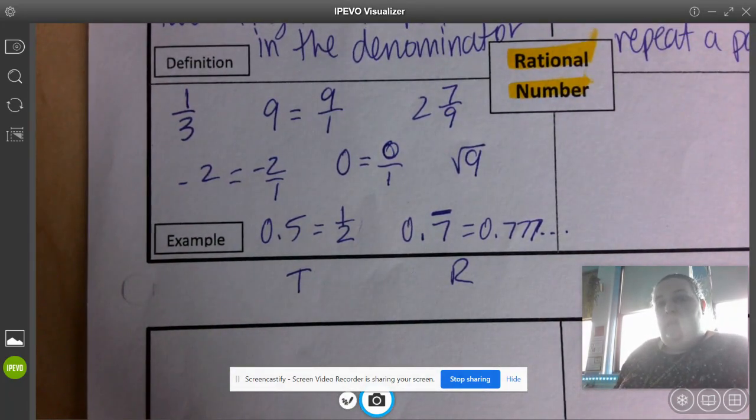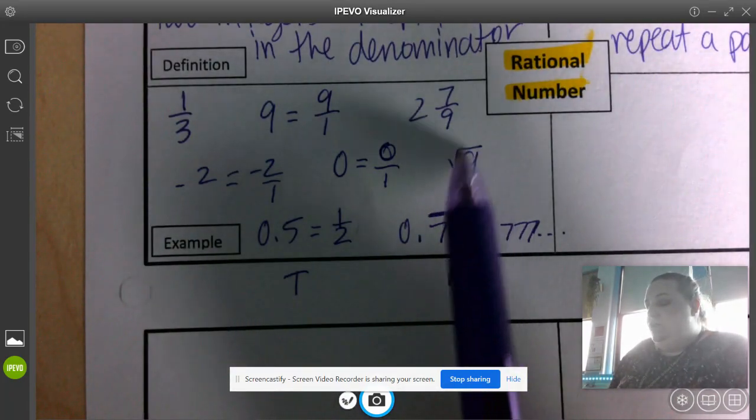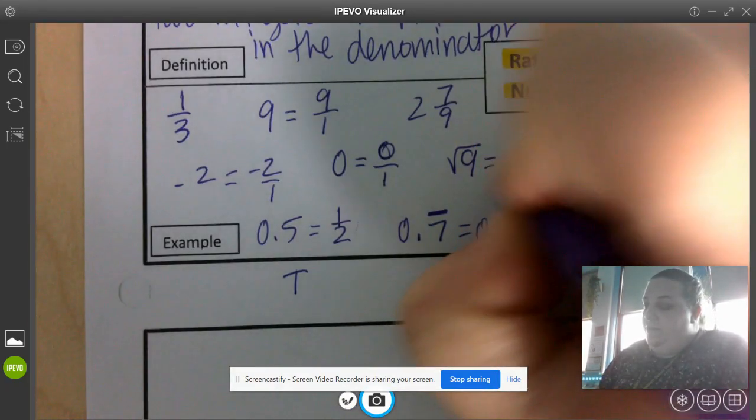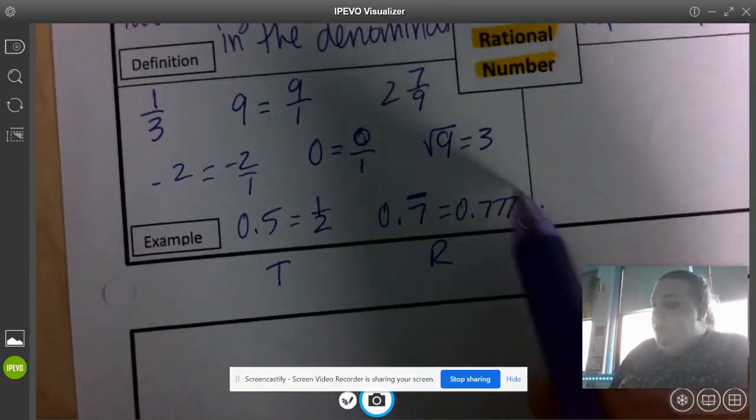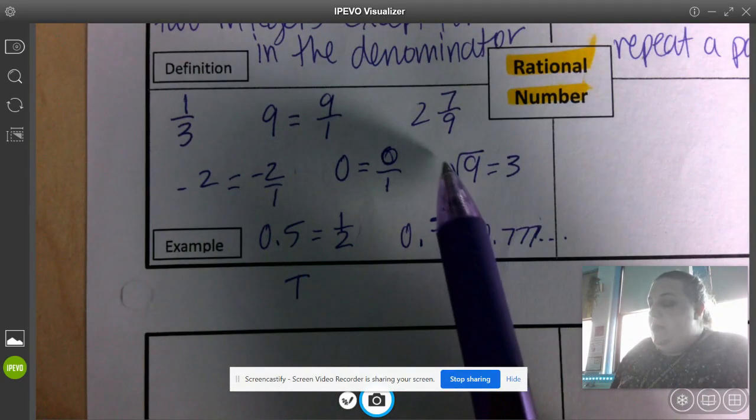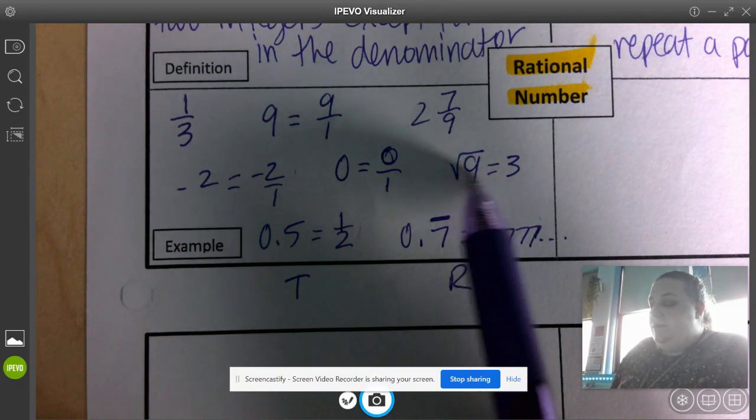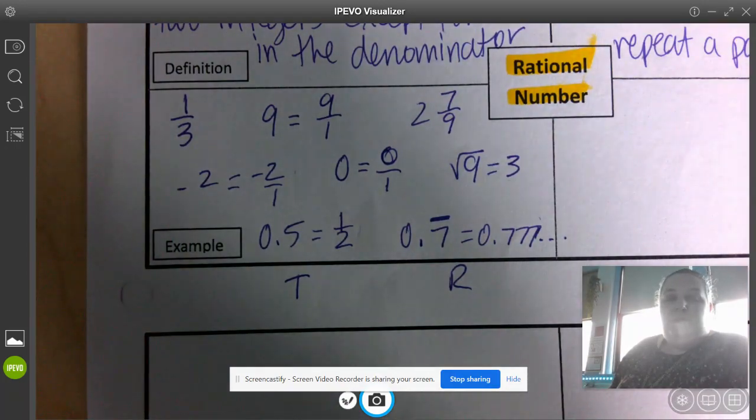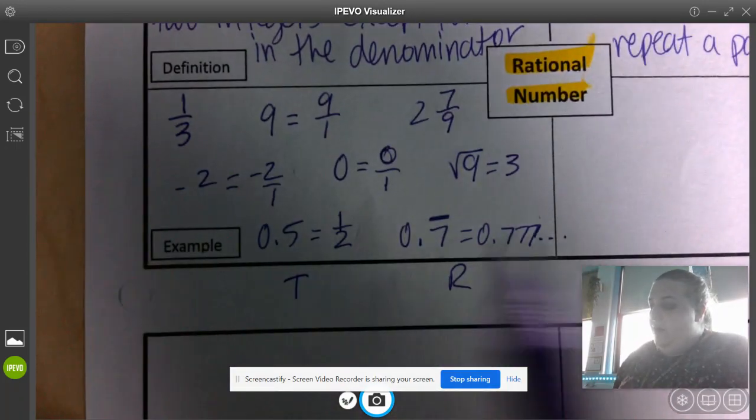I want you to take a minute and look at a calculator and type in the square root of 9 and see what you get, okay, and then come back. What you should have gotten is 3. We know that whole numbers can be written as fractions. We saw it here and here. So when you take a square root, such as this, and it comes out to a nice whole number, it's going to be rational. Okay, so I think we've covered everything here.